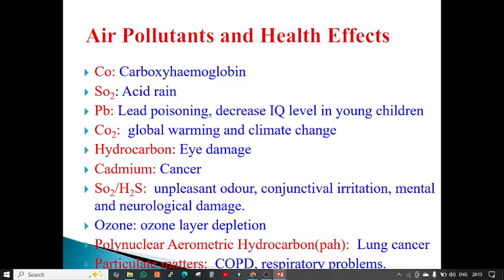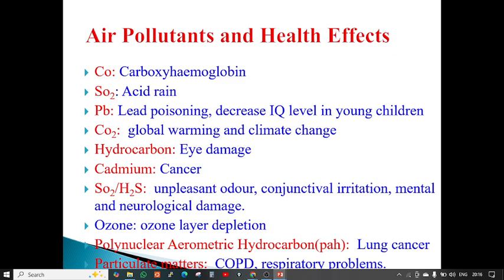Then sulfur dioxide causes acid rain, because sulfur dioxide mixes with the water vapor or water droplets in our atmosphere. It forms sulfuric acid, H2SO4, and drops down onto the surface. Then lead poisoning decreases the IQ level of young children. Lead is a metal, but obviously it is present in the atmosphere because of the burning of various industrial activities, fossil fuel burning and mining activity. So lead can also be released into our atmosphere, and it severely damages health, particularly of old and young people.